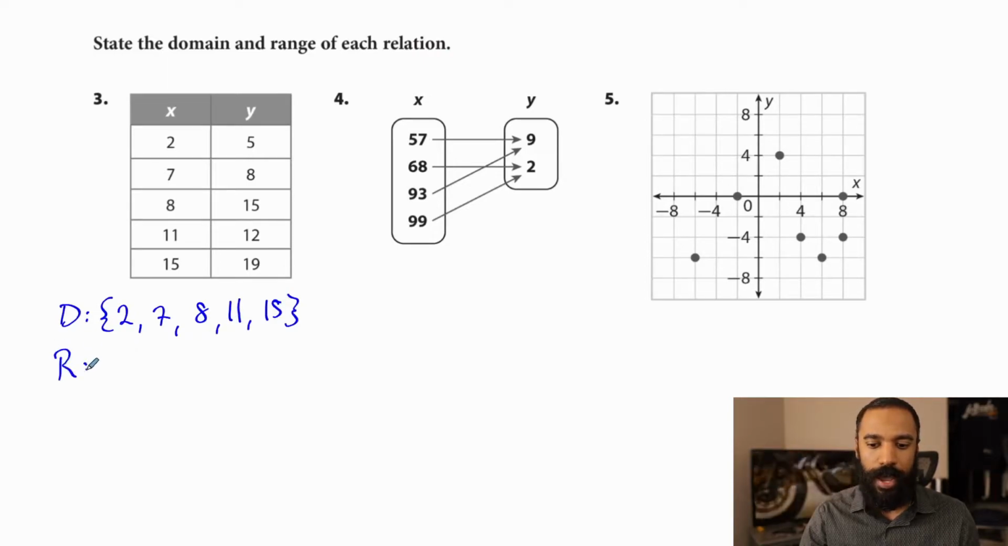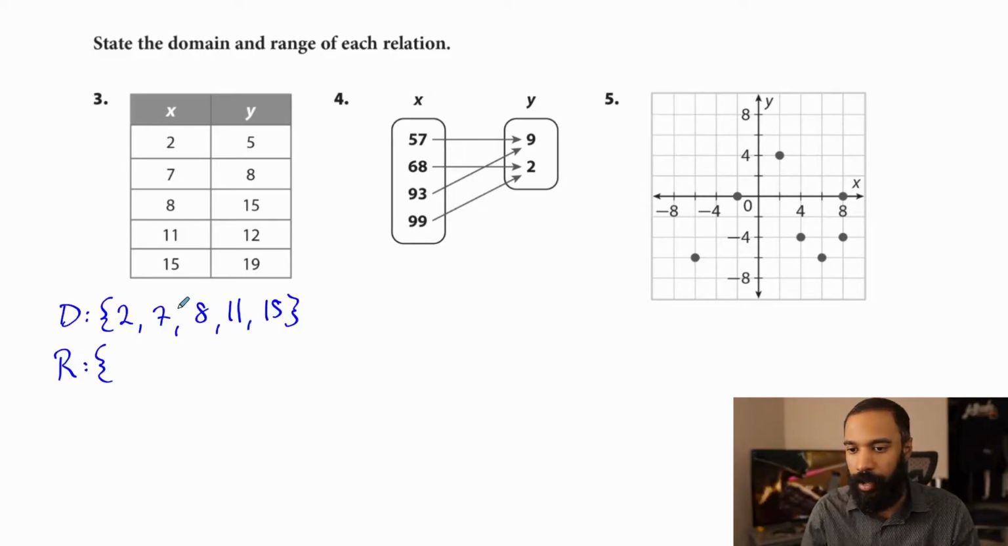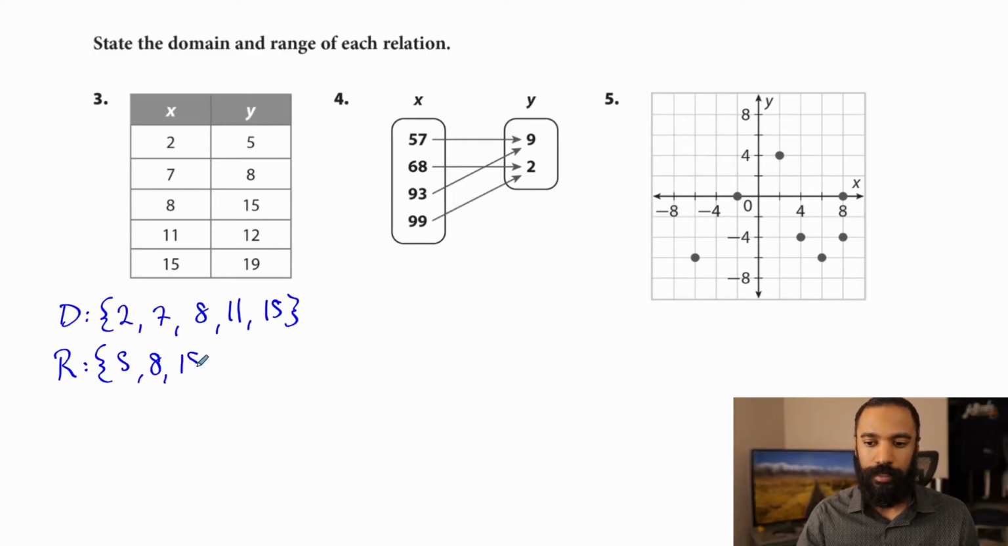And the range are the Y values that exist in your relation here. And again, no duplicates, just like a mapping diagram. And write them in increasing order, just like a mapping diagram. We go 5, 8, 15, 12, and 19.